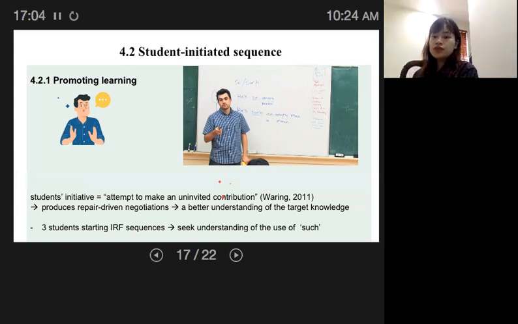So here they produced repair-driven negotiations that allow students to pursue a better understanding of the target knowledge and skill. So there are some students during the lesson who, in order to seek understanding of the use of such, initiate, but they may have some trouble expressing themselves clearly. And in this case, the student needs to receive peer scaffolding and reformulate his I move, which enables this student to gain more comprehensive input and then produce modified language output.